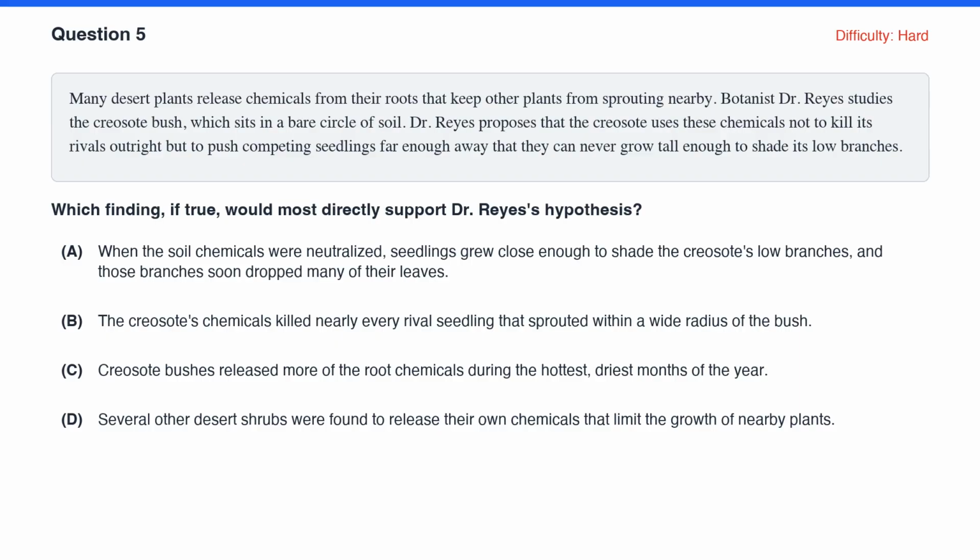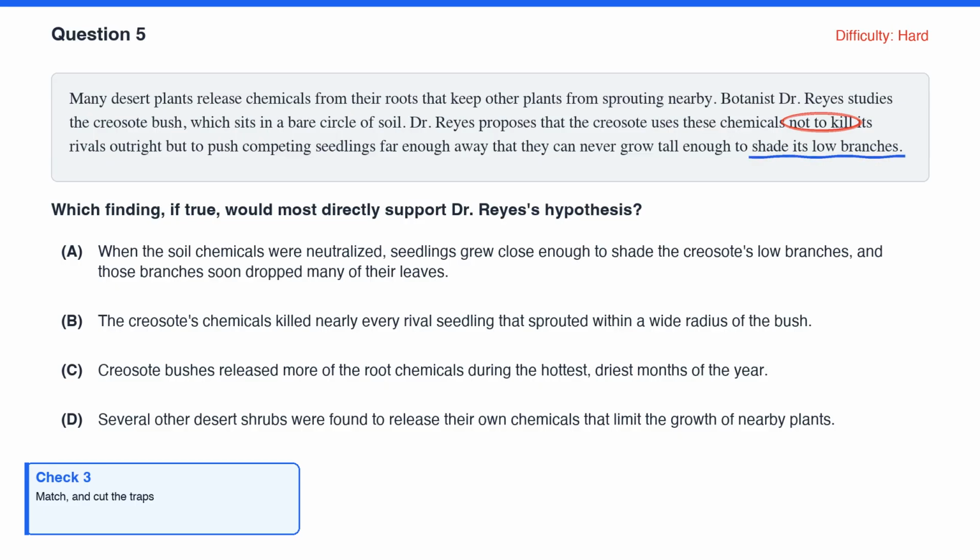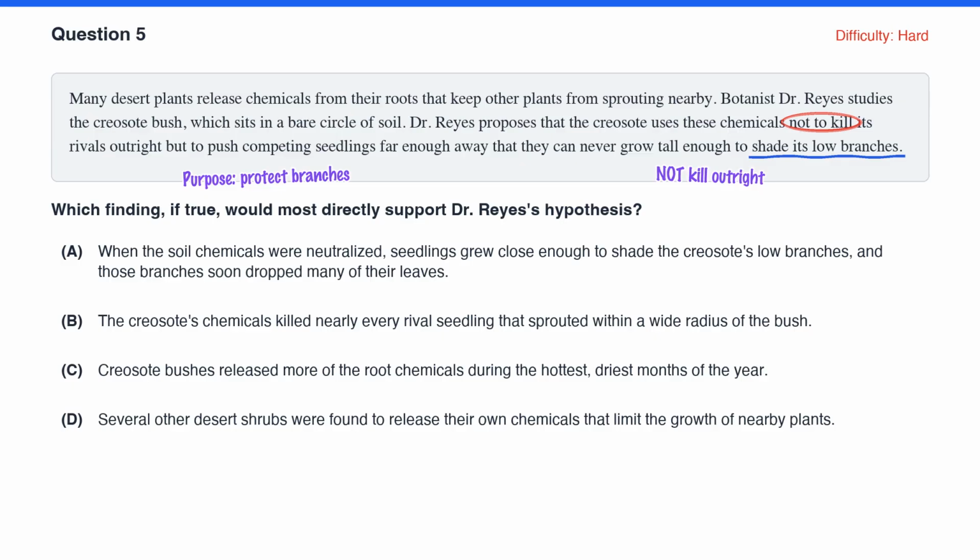Question 5. The hardest. Check 3 is where this one's won, but it starts with the claim. Dr. Reyes proposes the creosote bush uses its root chemicals not to kill rivals outright, but to keep seedlings far enough away that they never shade its low branches. Underline the purpose, spacing to protect the low branches, and the words not to kill outright. Predict the proof, a fact tying the cleared space to those low branches.